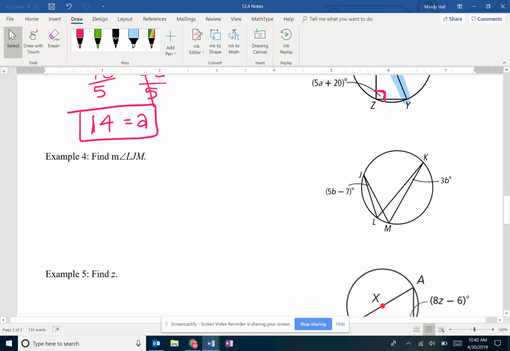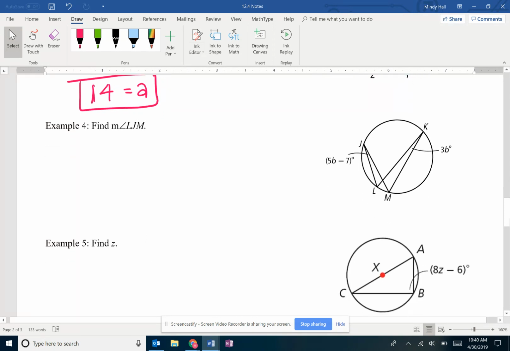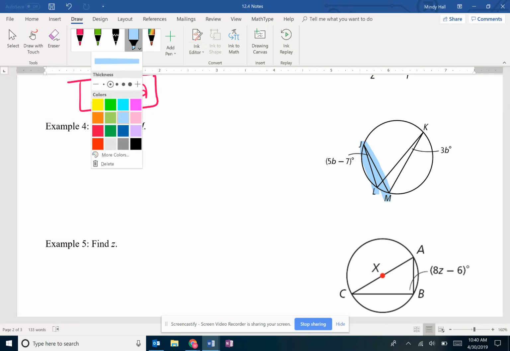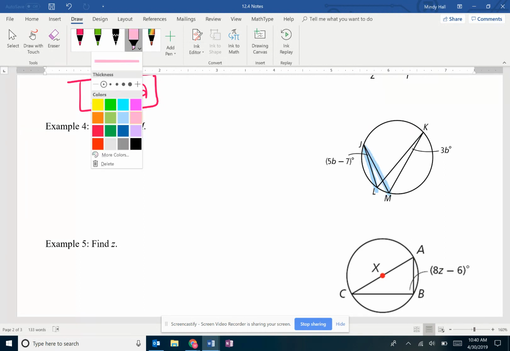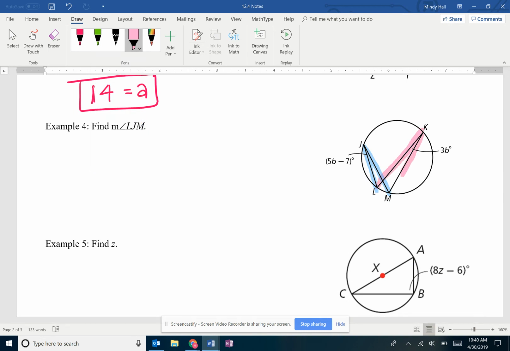Now, if I want to find the measure of angle LJM, that's L to J to M, so it's just that little one. I kind of wish this was thinner. Oh, look, I can make it thinner. That makes it a little better. So we have that angle, and then we also have this little angle over here. Because these two angles make the same little arc, I know these two things are going to be equal to each other.